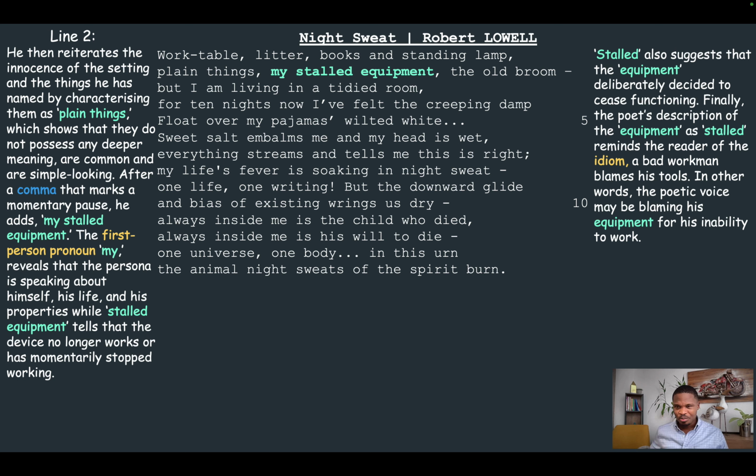"I'm living in" also tells that this is his current abode. That's where he lives. That's where he stays. Now, he, however, does not reveal to the reader how the room became tidy. He just says, "I'm living in a tidied room."